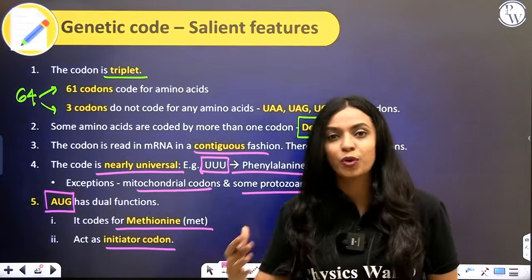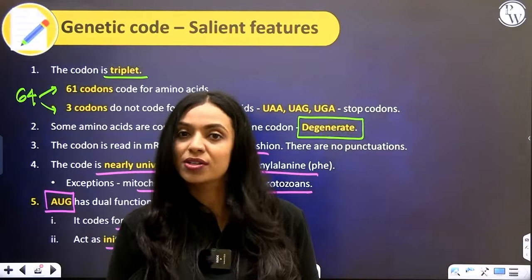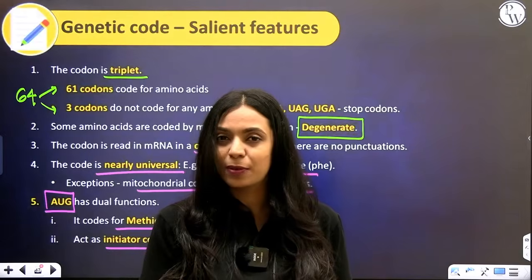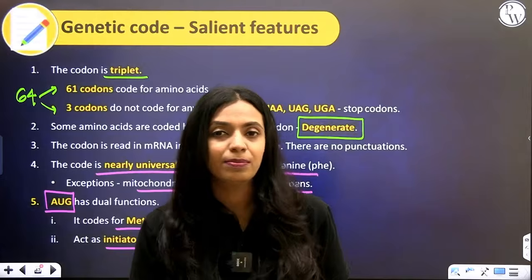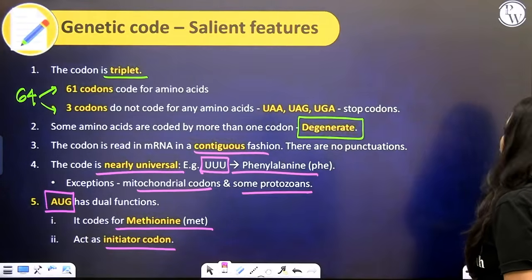In any protein synthesis, the mRNA at the 5' end, the first codon is going to be AUG. That's why it's called the initiator codon. That is one function that it performs. It acts as the initiator codon. Also, it codes for an amino acid, methionine. Okay? So, that's about some features of the genetic code.